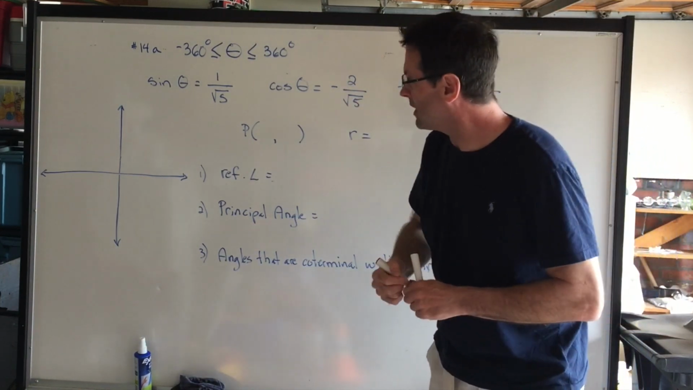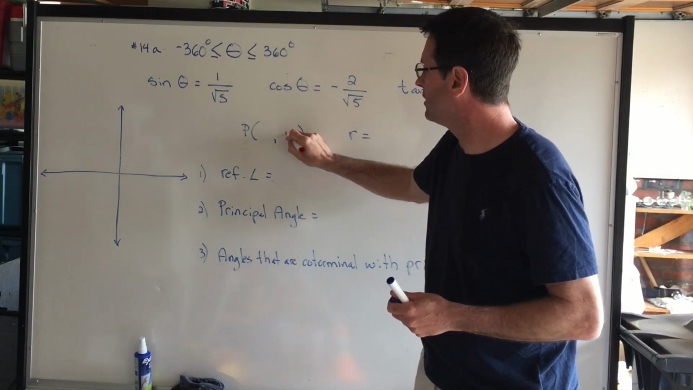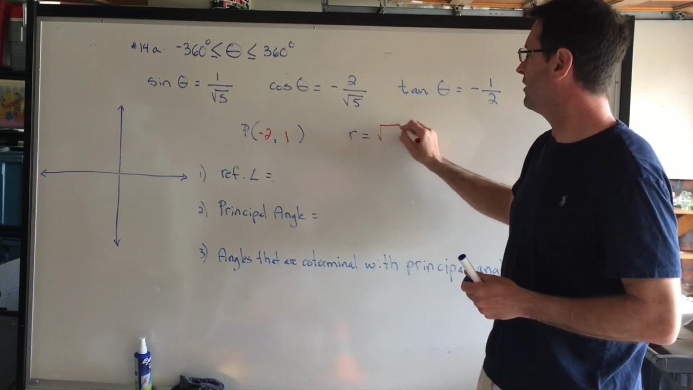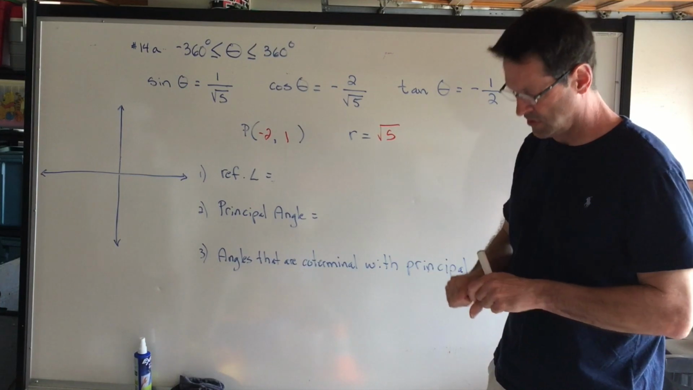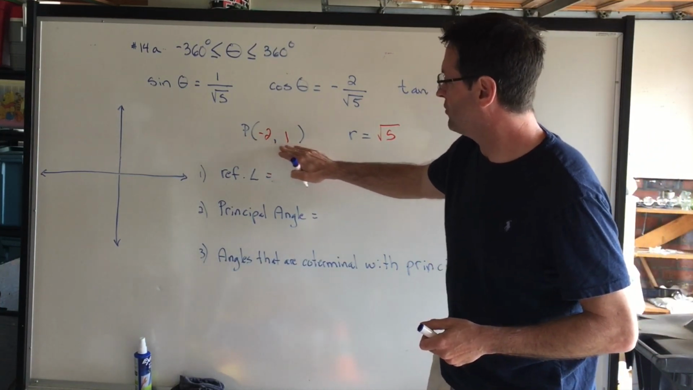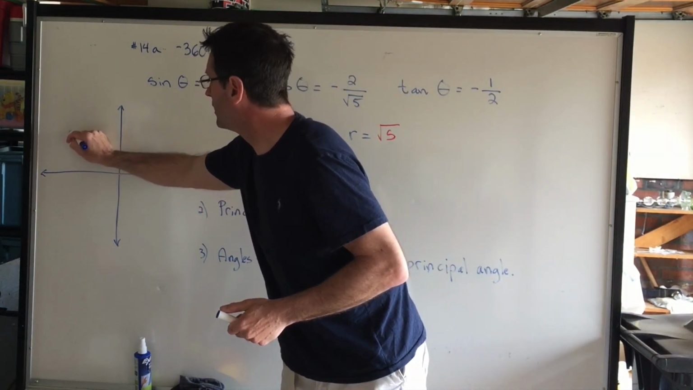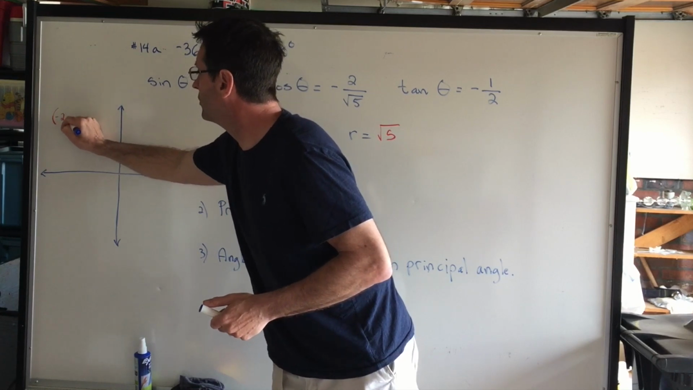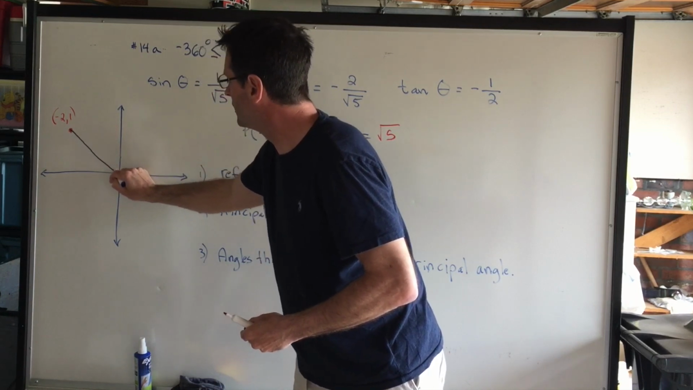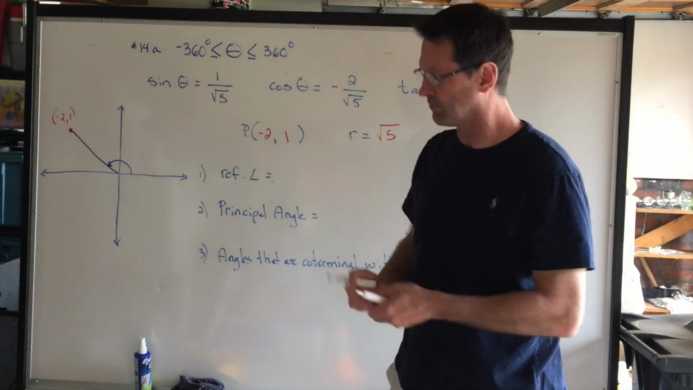Well, the sine, cosine, and tangent tell us something about point P. The y-coordinate is 1, and the x-coordinate is negative 2. And r is equal to root 5. R is always positive, we know that. So where do we find this angle in standard position? Point P is at negative 2 and 1. So from here I'll go 2 units to the left and 1 up. Negative 2 and 1. And I'll draw my angle in standard position. There's our angle in standard position.